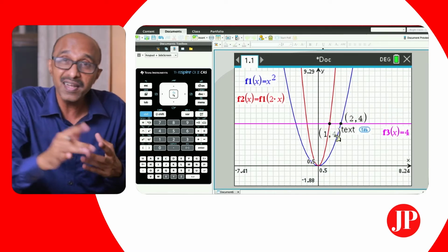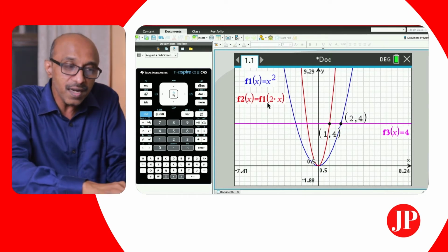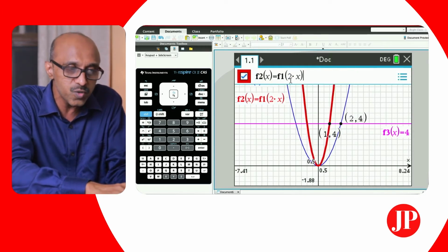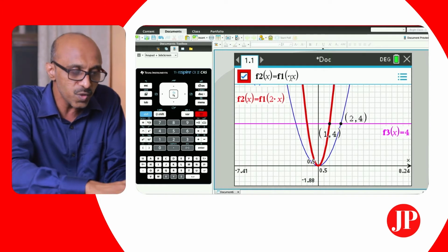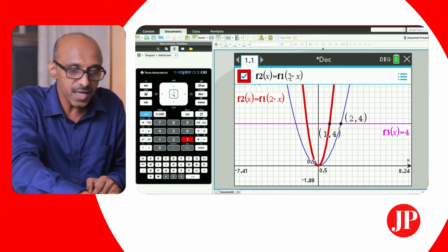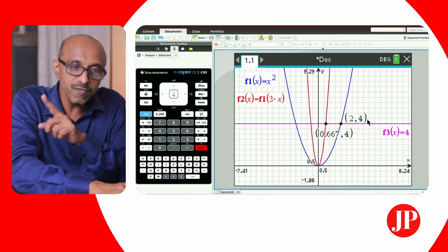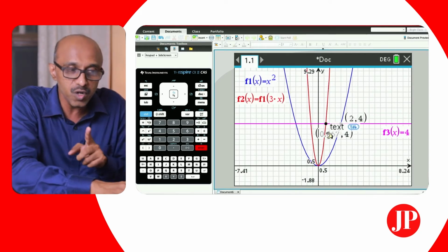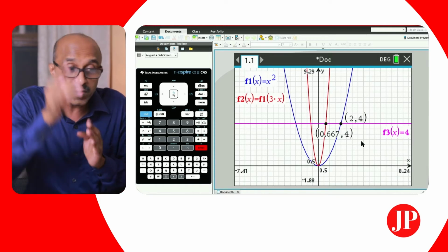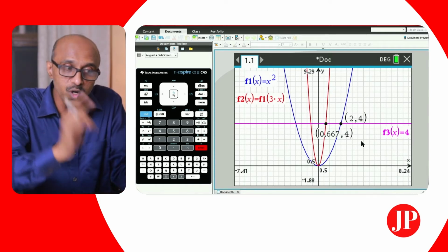What is the transformation? Well, probably it's not clear. Let's investigate with another value. Let's make this 2 into 3 and see what's going to happen to the same point. Can we see that? Ready? Here we go. The point (2, 4) in the original parent function has become 0.667.